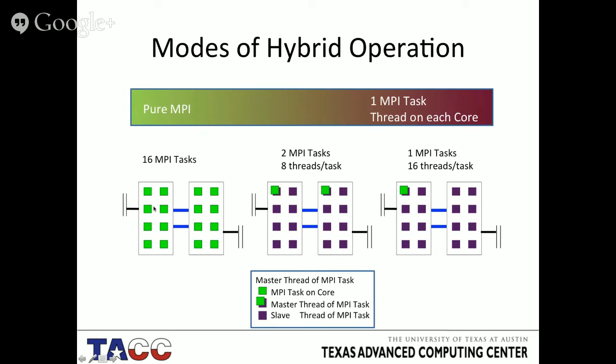And here's an example, a hardware picture of what we were talking about. Over here on the left, we have a pure MPI application running on the system, and we talked about having 16 tasks running on 16 cores. Okay, two things here. Number one, what are these two boxes? These are the two different sockets on a node. That is, we have two different chips on the node. Each one of these has 8 cores.